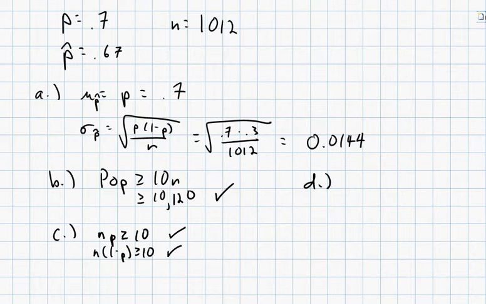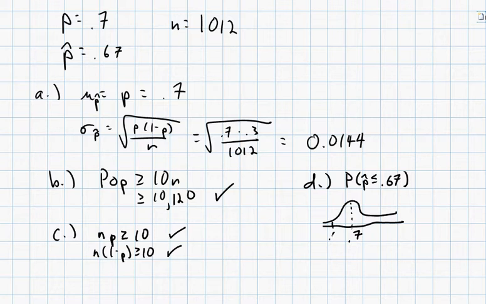So D asks you to find the probability of obtaining a sample of 1,012 adults in which 67% or fewer say they drink cereal milk. We need to find that probability. So we're going to find the probability that we would find something that extreme or more extreme. So the probability that p hat is less than or equal to 0.67. We draw our graph. That's a really bad graph, but remember, it doesn't really matter a whole lot. We just want to put a 0.7 here and 0.67, and we're finding less than that.